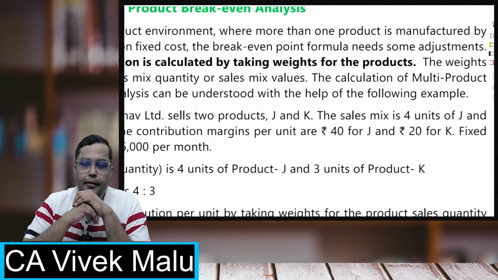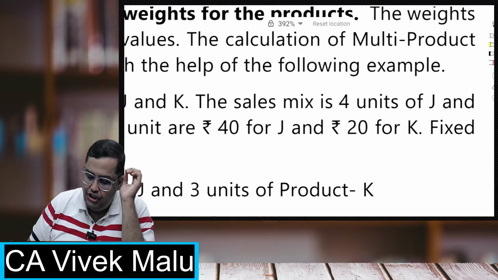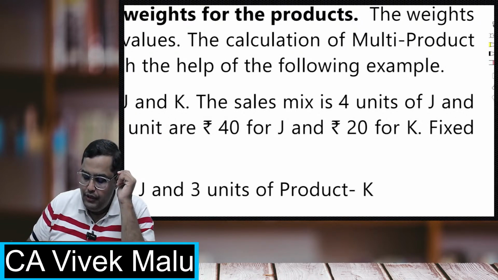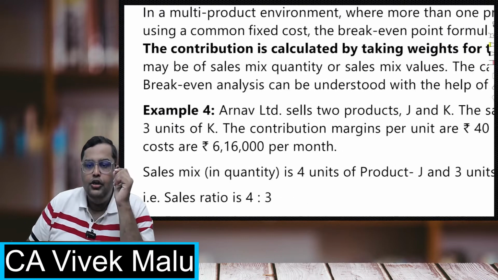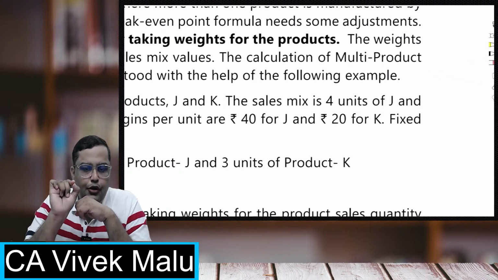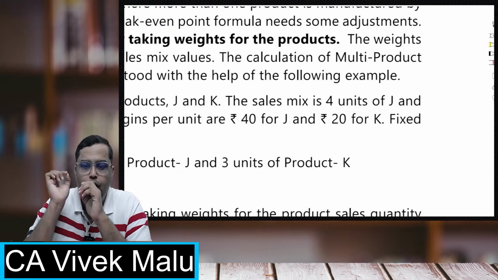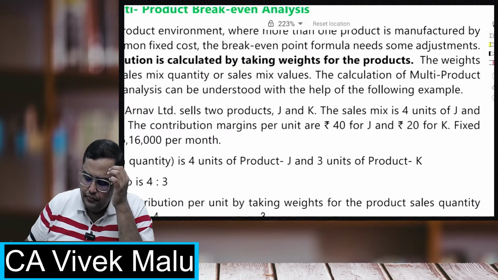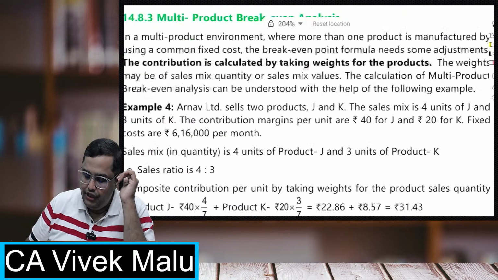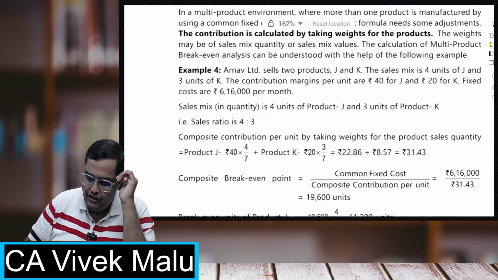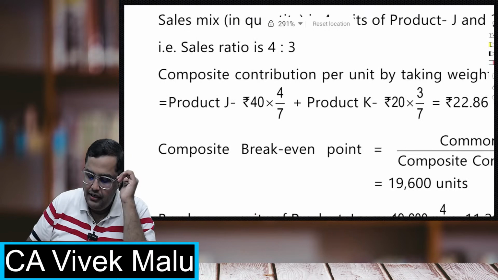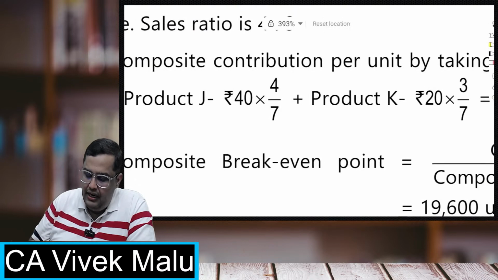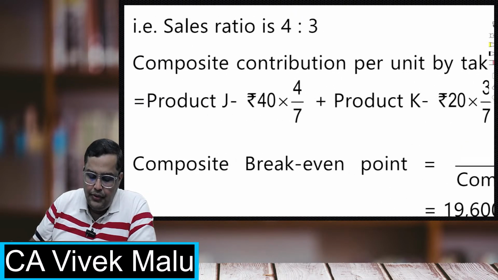Now understand this. I am selling 4 units of J and getting 40 rupees per unit for J, plus I'm getting 20 rupees for K and selling 3 units of it. Out of a total of 7 units sold, 4 are J and 3 are K. So rupees 40 for J and rupees 20 for K. Now you have to use this formula. Can you see this? I would have written it, but the pen is not working. So 40 rupees into 4 by 7 and 20 rupees into 3 by 7. Are you getting the point?